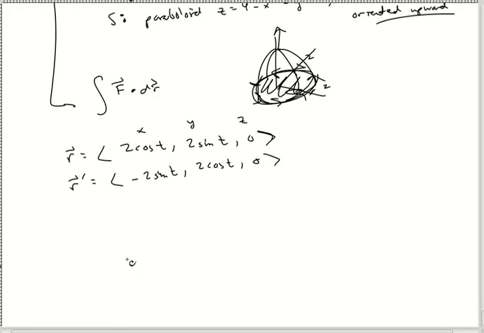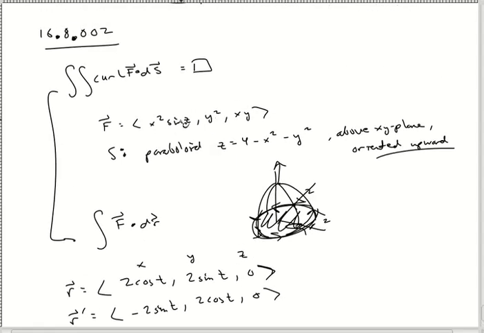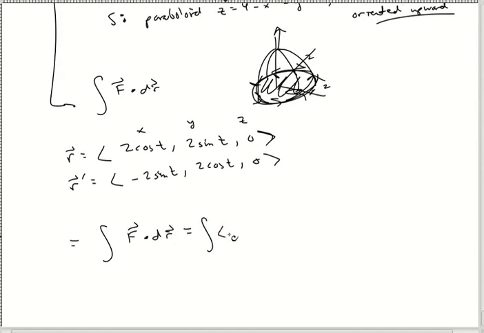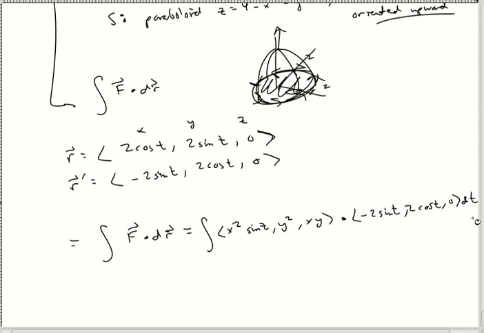So when they're asking for F dot dr, obviously dr, r prime, same thing. We already have our F. It's right there. And so let me start putting it all together. So I've got x squared sine z, y squared, xy dot, and then we've got this guy here, negative 2 sine t, 2 cosine t, 0 dt. Notice that we have a dt at the end, and of course we're going to go 0 to 2 pi. Looking at it, we're going a full circle there.